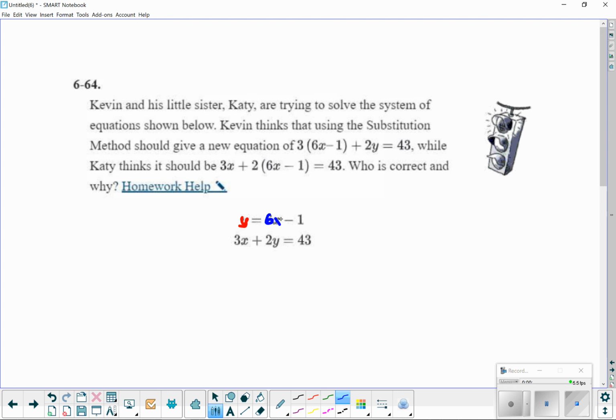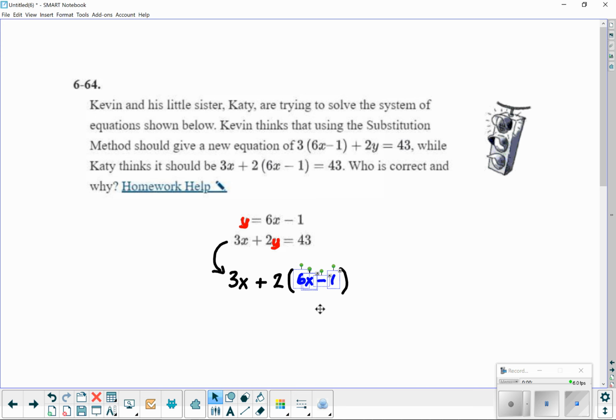Right, so when we work on this, notice that y is equal to 6x minus 1. So that means that the y should get replaced. When I rewrite my equation, it should look like this: 3x, copy everything, plus 2, but then instead of this y, you're going to use all of this instead. So all of that needs to go right in here: 6x minus 1. And that's going to be equal to 43.